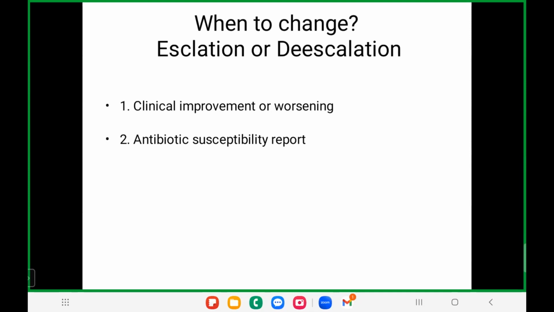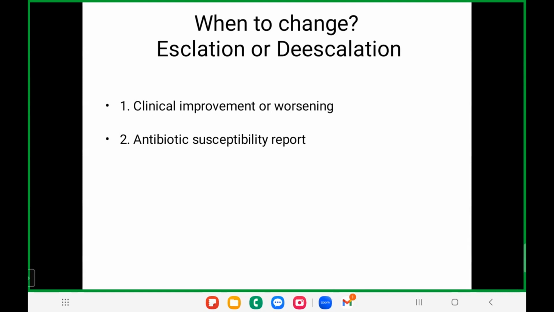And you can still wait even for 48 hours if the worsening is not that predominant and the improvement is also not that great. You can go 48 hours. If the child is rapidly worsening, no go. You need to decide to escalate quickly. Otherwise, you wait for the antibiotic report.